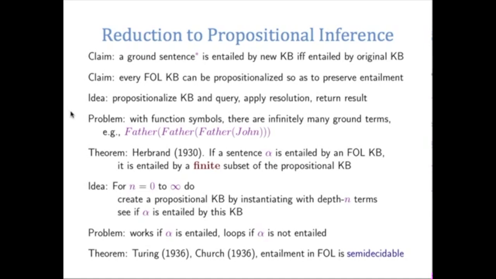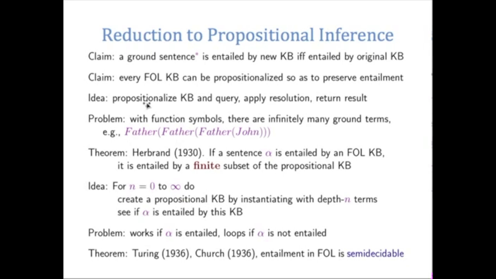So here's the idea. For n from 0 to infinity, we create a propositional knowledge base by instantiating with depth n terms. So depth 0 would be basically father of John. Depth 1 would be father of the father of John. Depth 2, father of the father of the father of John, and so forth. Okay?